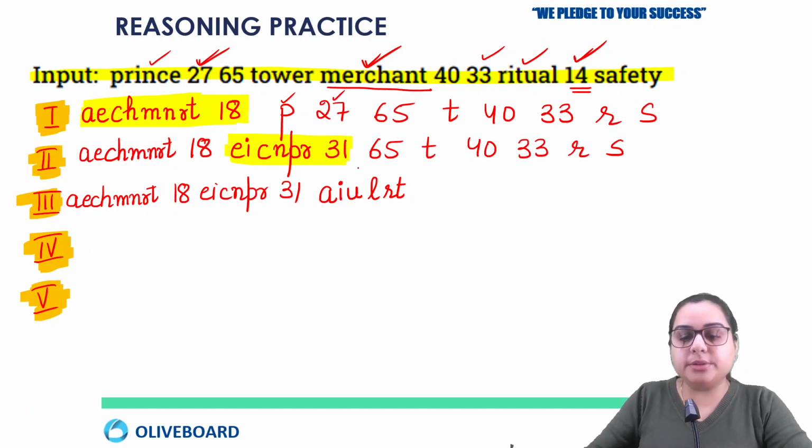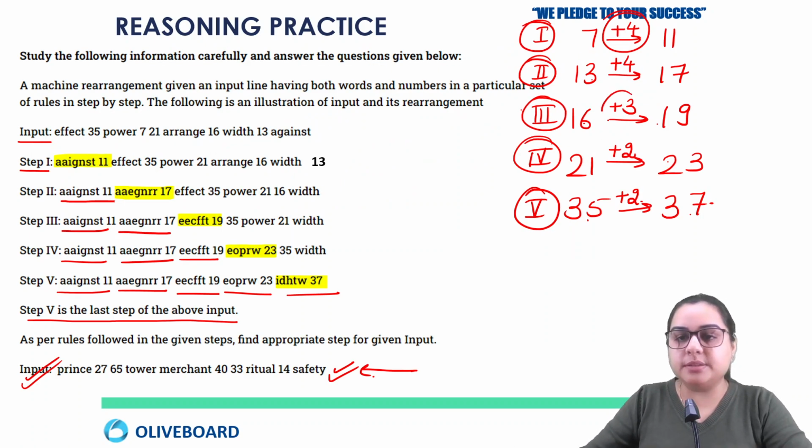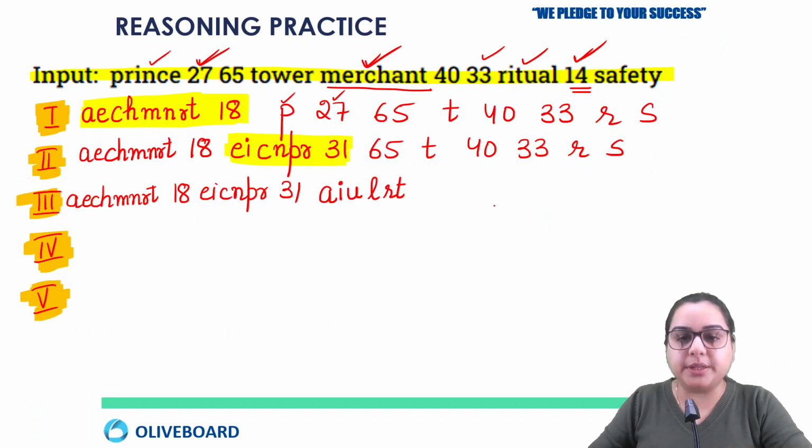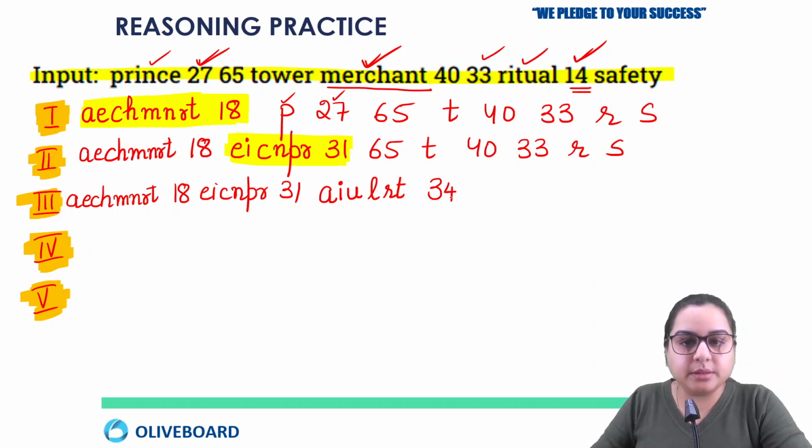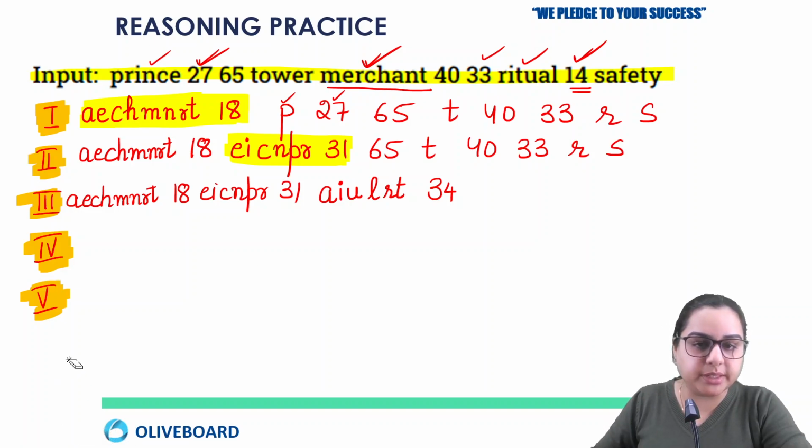In the third step, we were adding 3, so 31 will become 34. I hope this is clear. Right, so it was not 31 actually, it was actually 33. Let me correct this.